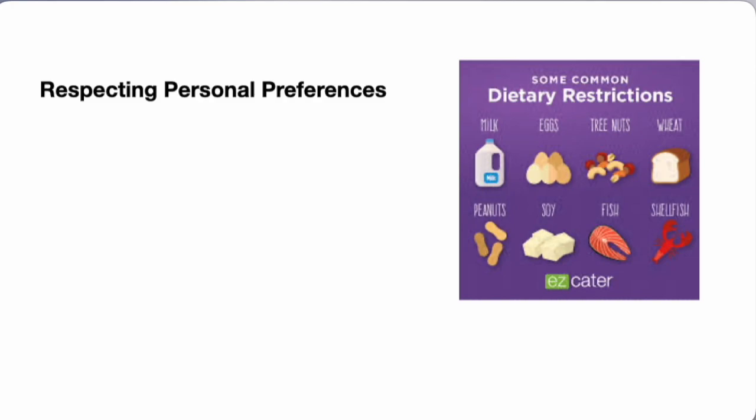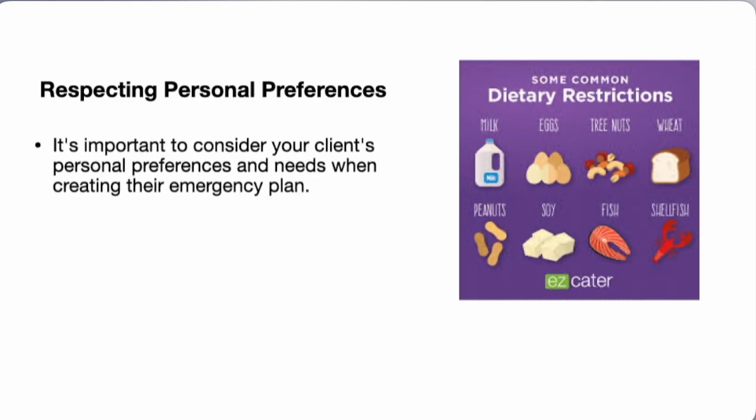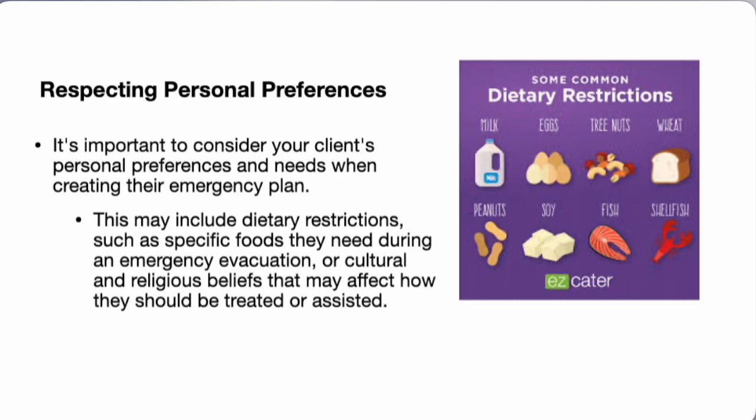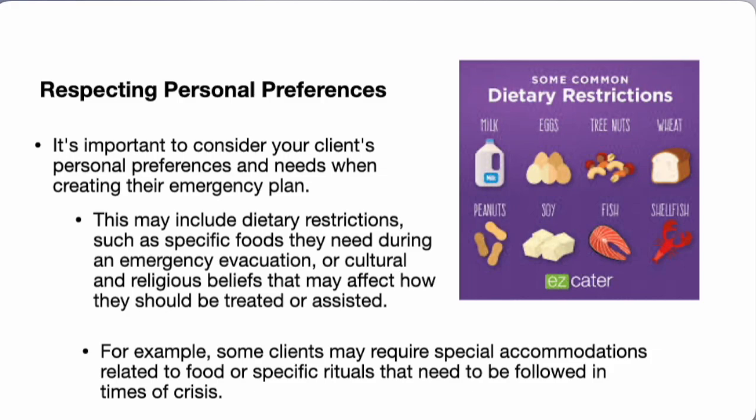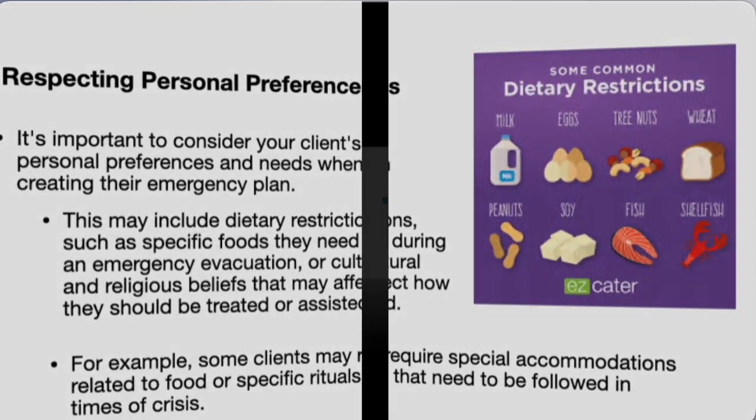Respecting personal preferences. It's important to consider your client's personal preferences and needs when creating their emergency plan. This may include dietary restrictions, such as specific foods they need during an emergency evacuation, or cultural and religious beliefs that may affect how they should be treated or assisted. For example, some clients may require special accommodations related to food or specific rituals that need to be followed in times of crisis.